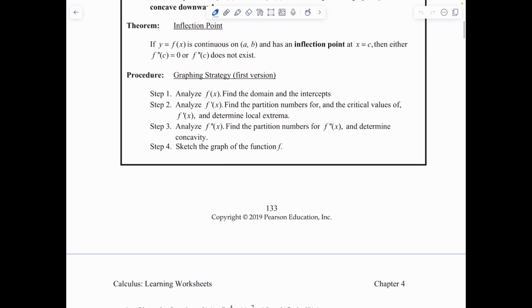The procedure that we'll be using is the graphing strategy. Step 1, we'll analyze f of x, finding the domain and the intercepts. Step 2, we'll take the derivative and analyze that, which will give us partition numbers, critical values, and determine the local extrema, so our maximums and our minimums. Step 3, we will take the second derivative and analyze that, which will give us partition numbers for our second derivative, and then we can determine where it is concave up and concave down. Having all of that information will give us the best sketch of our function f.